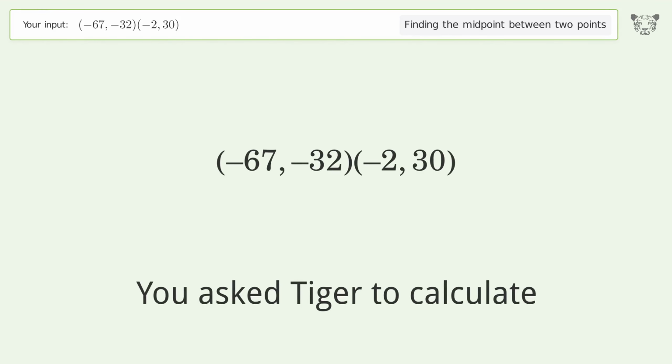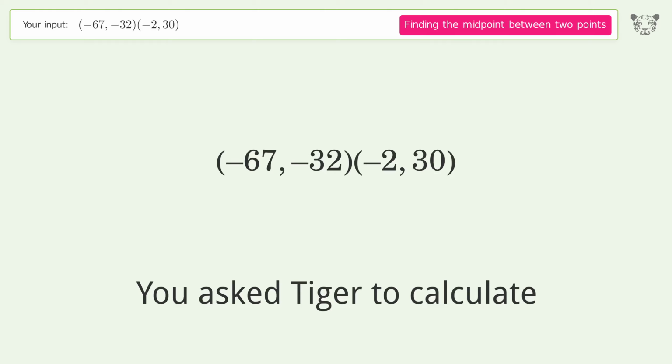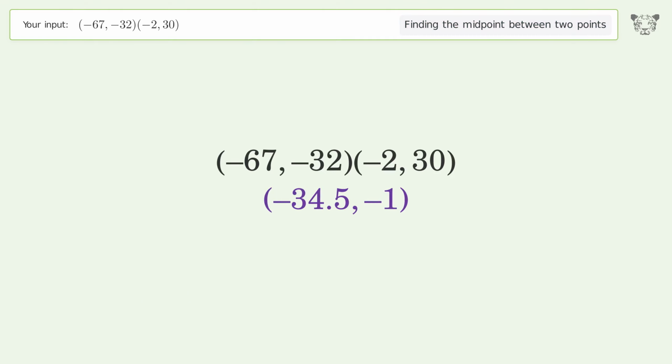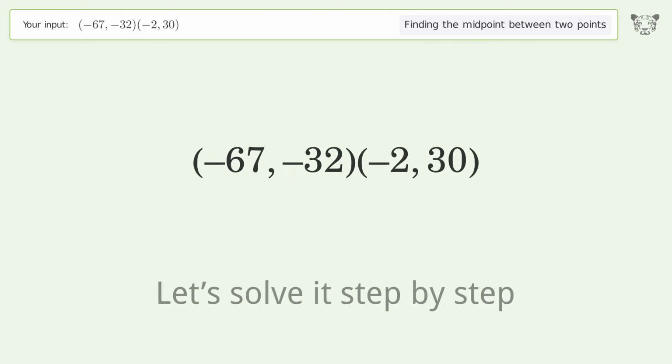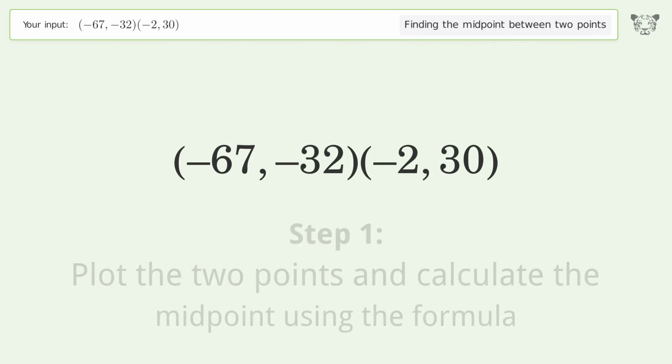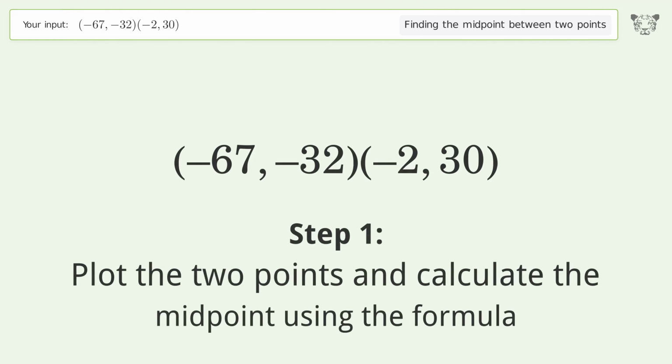You ask Tiger to calculate. This deals with finding the midpoint between 2 points. The midpoint between the 2 points is -34.5, -1. Let's solve it step by step. Plot the 2 points and calculate the midpoint using the formula.